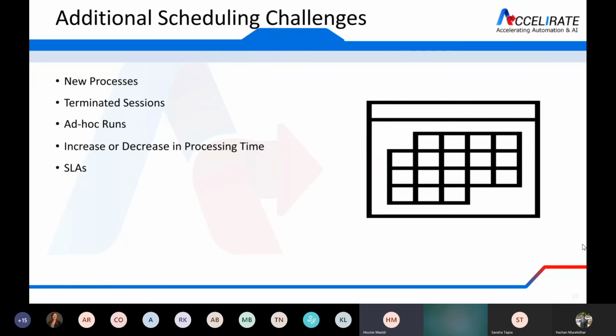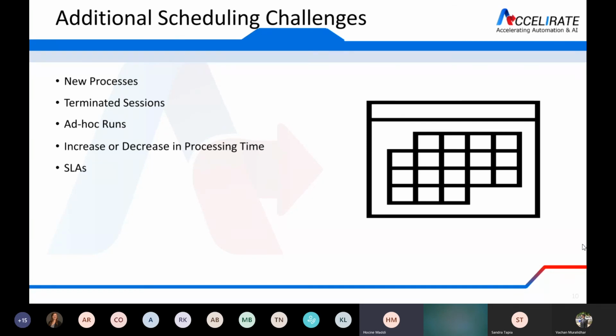The third one is ad hoc runs. These are processes that run periodically. Usually the business sends a request to the ops team asking them to run their process, and usually the load varies from run to run.